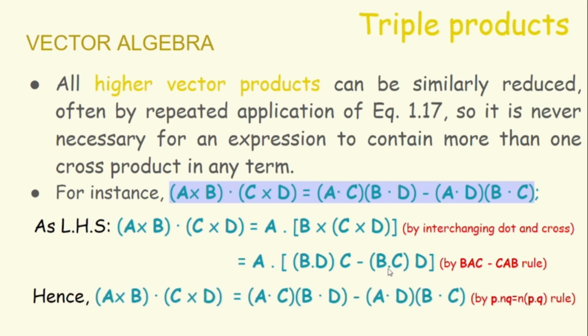So we will apply a rule here: if we have a scalar with a vector, it can also come outside the bracket. So this B dot D will come outside the bracket, and A dot C will come here, and the same applies here. So this is this topic.